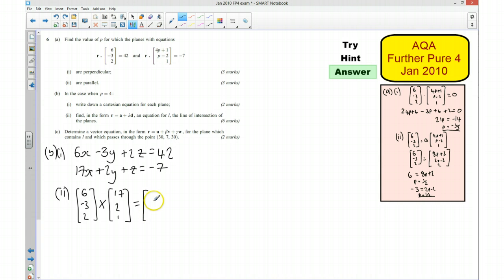So finding the cross product, I will get, so that's going to be -3, take away 4, which is -7, 6, take away 4, which is -28. If we take the negative of that, so it will be 28, and here we're going to have 63.